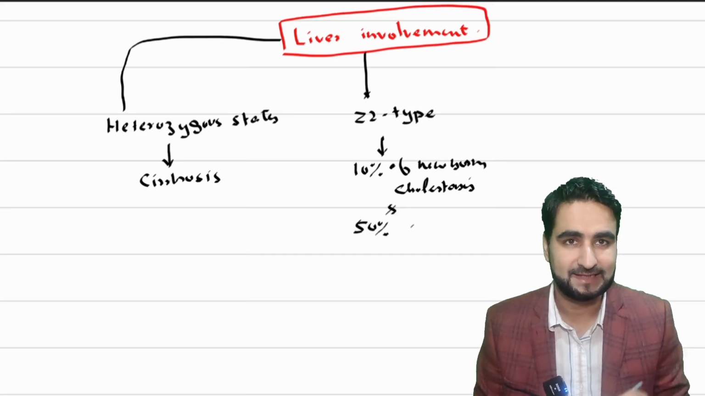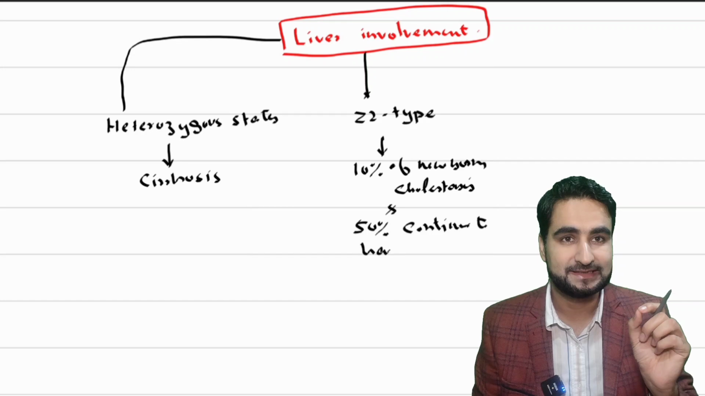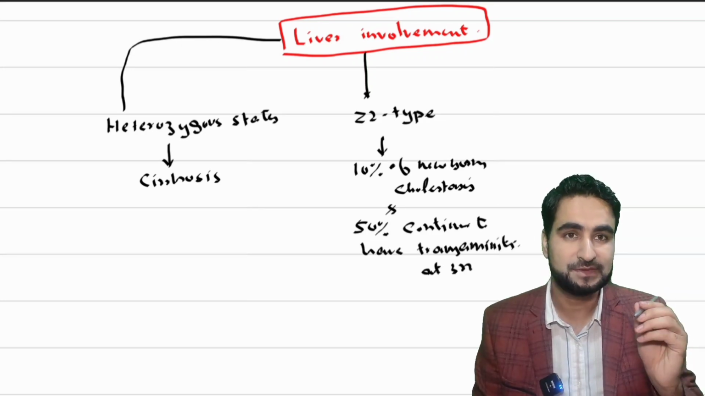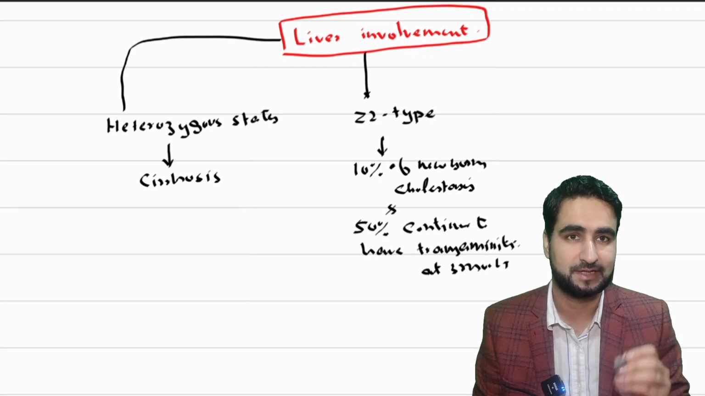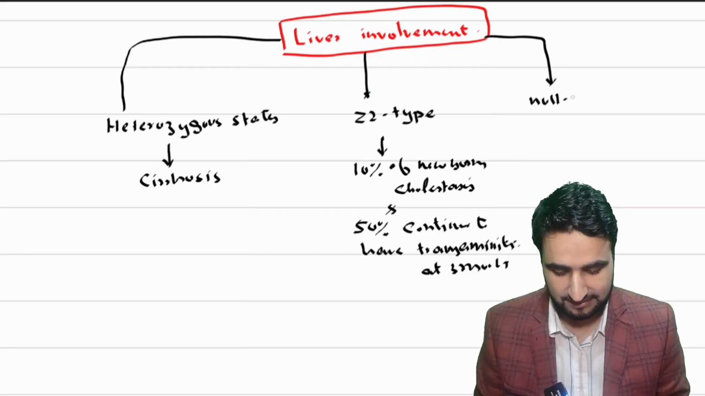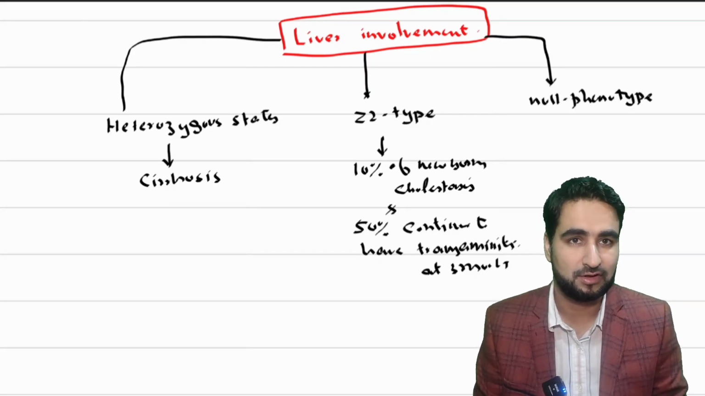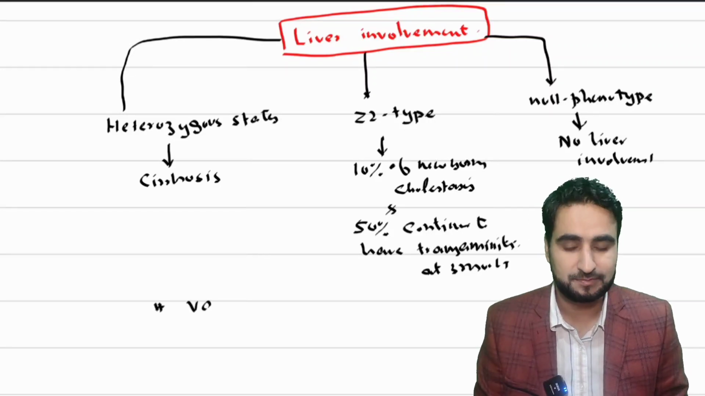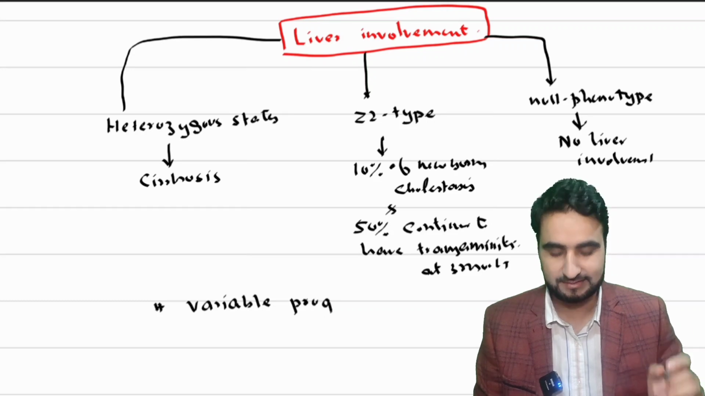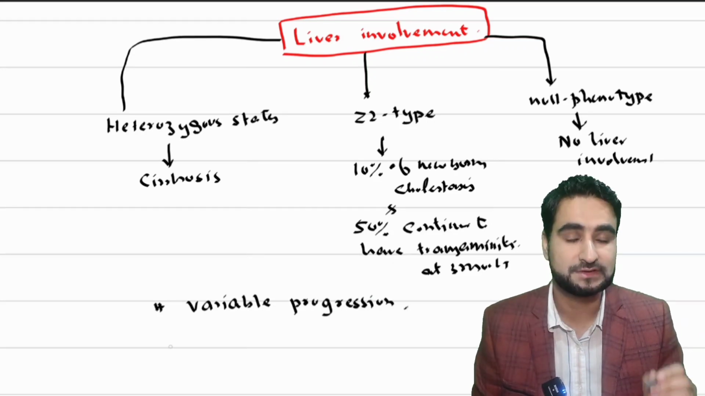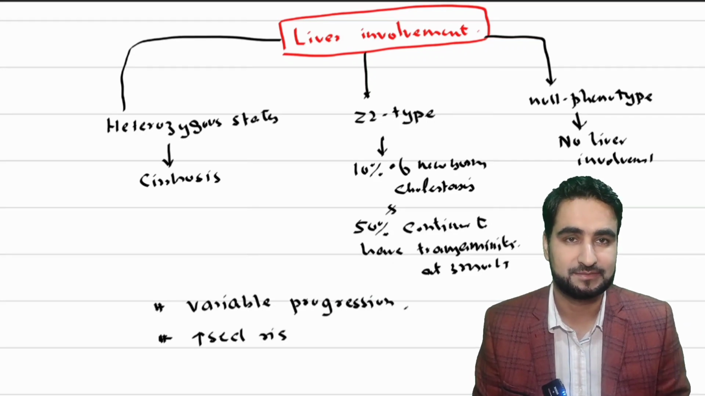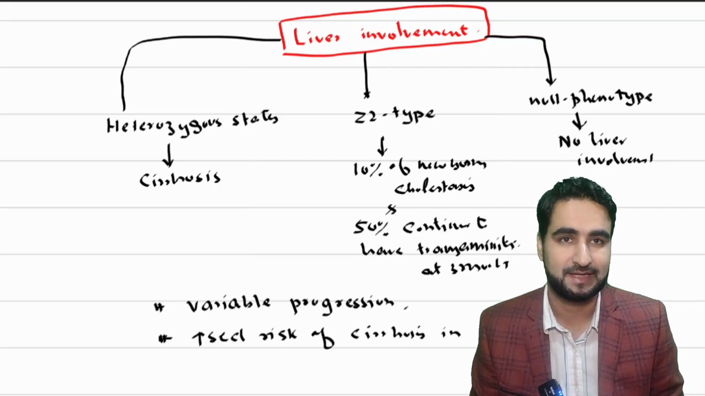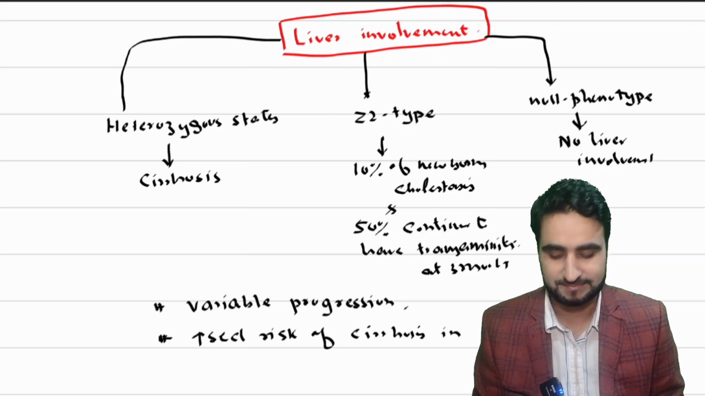While in ZZ phenotype, you can see in 10% of newborns, there will be cholestasis and 50% will continue to have transaminitis at the age of 3 months. In the null phenotype, as I have already mentioned, there will be no liver involvement. This condition has a variable progression and there is increased risk of cirrhosis. In ZZ phenotype, there is also increased risk of HCC, especially in men greater than 52 years of age.